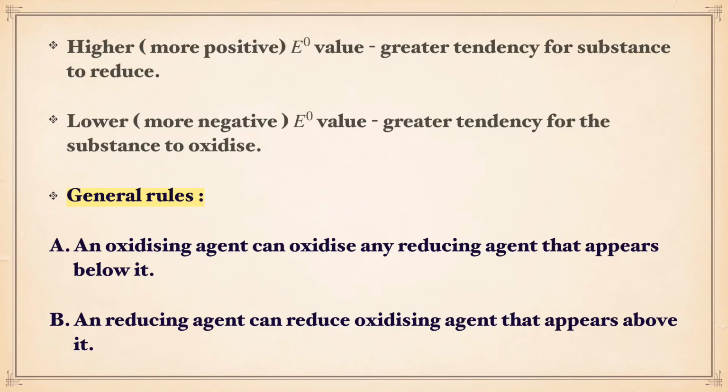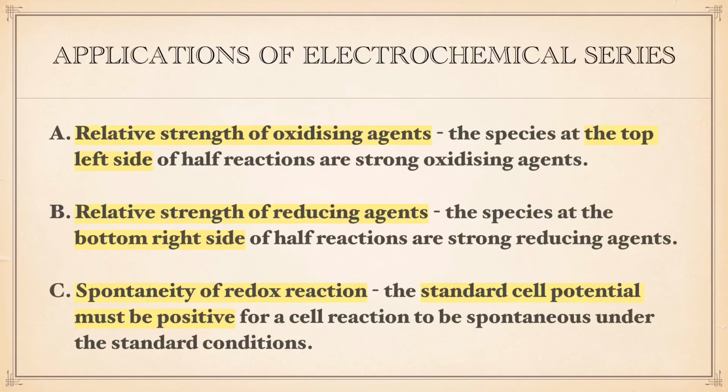oxidize. Okay, so some general rules which are very important: an oxidizing agent can oxidize any reducing agent that appears below it, and similarly, a reducing agent can reduce an oxidizing agent that appears above it. So simple logic you can understand is, if you select two electrodes from the electrochemical series, the above one will act as cathode and the below one will like to get oxidized, that means it will act as anode. Simple. Now we'll see the applications of electrochemical series.